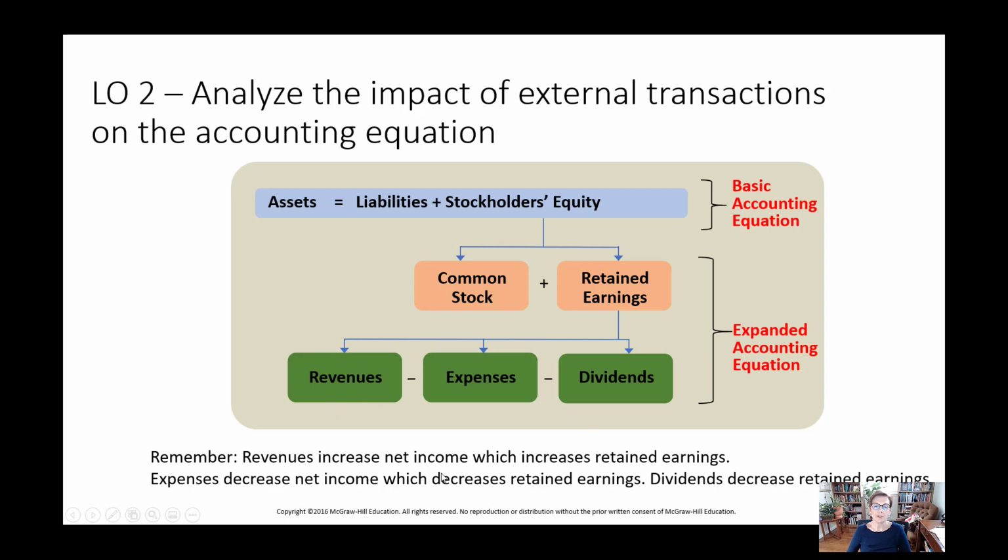Revenues increase our net income, so that increases retained earnings. So if you have a revenue, it increases retained earnings, which means it increases stockholders' equity. If you have expenses, remember, expenses decrease net income, so they decrease stockholders' equity. And then finally, dividends. Well, dividends decrease retained earnings, because remember we said retained earnings are earnings or net income that has come into the business and not been paid out in dividends. So dividends decrease our retained earnings, so that means dividends also decrease stockholders' equity.